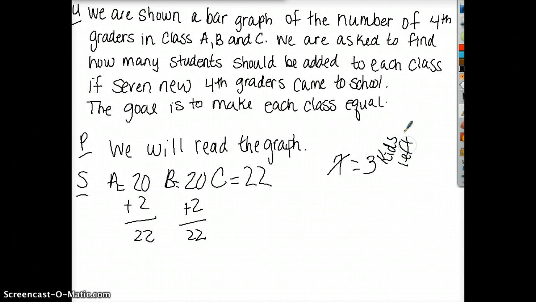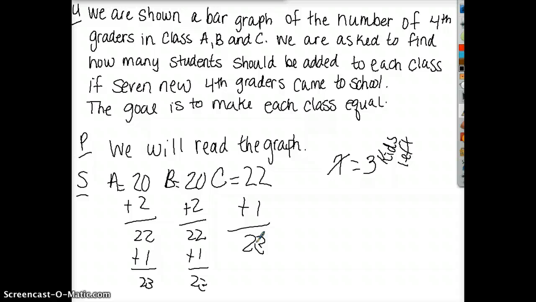Okay, and how many classes do we have? 3. So we're going to add another student to each class. So that makes 23, 23, and then this one equals 23. Okay, pretty simple.